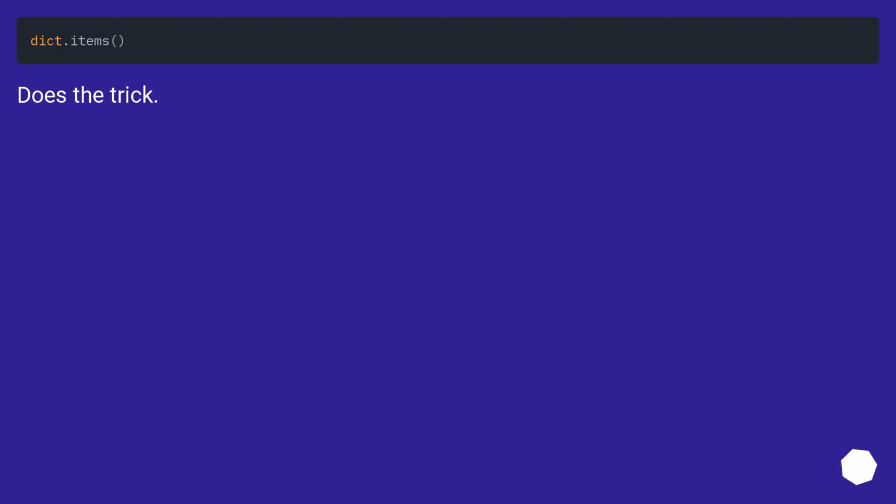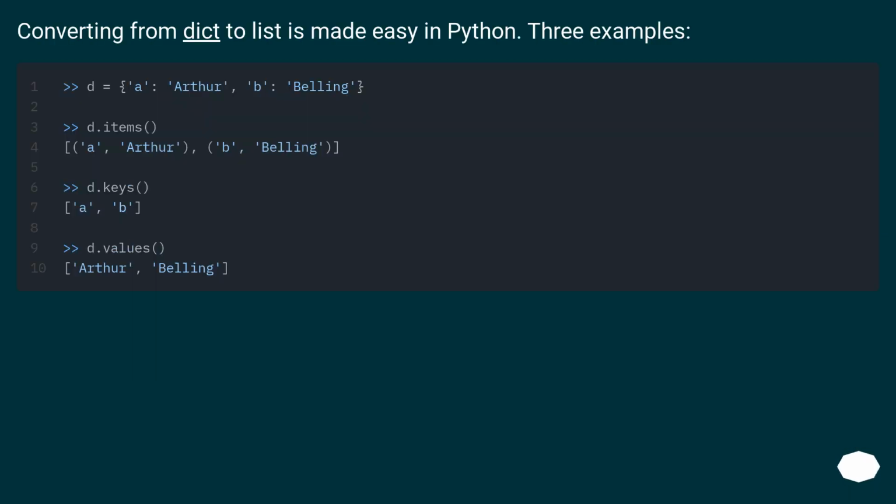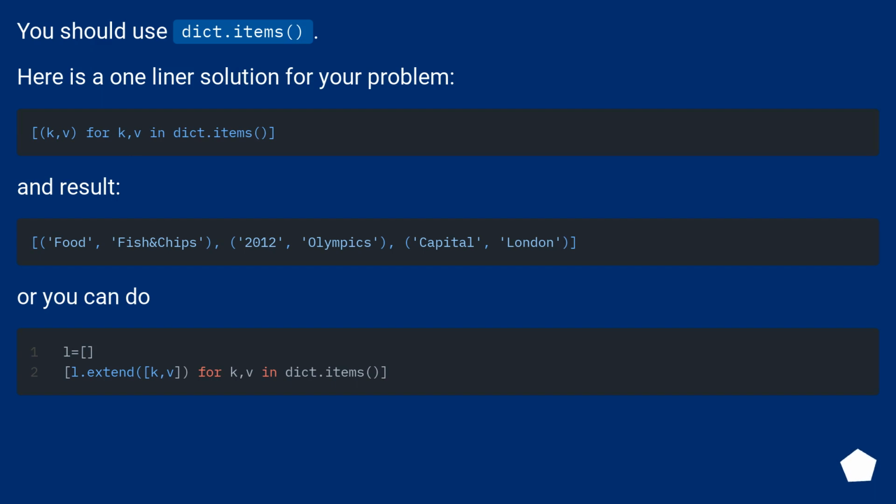Does the trick. Converting from dict to list is made easy in Python. 3 examples. You should use dict.items. Here is a one-liner solution for your problem.